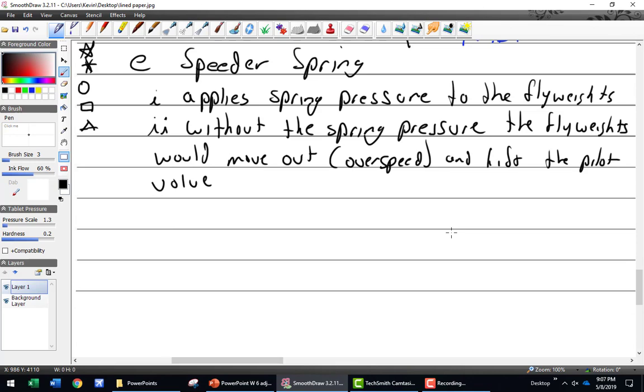All right, let's see. Without spring pressure, flyweights, there we go, move and lift the pilot valve. So without the speeder spring, we go into overspeed. I don't know how important this point is, but hey, we'll make it. The speeder spring allows the flyweights to move outward at the proper RPM and gives pilot control.